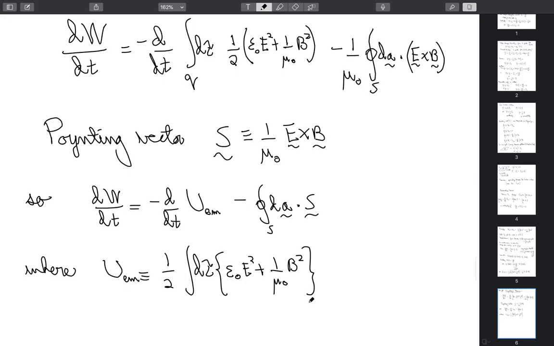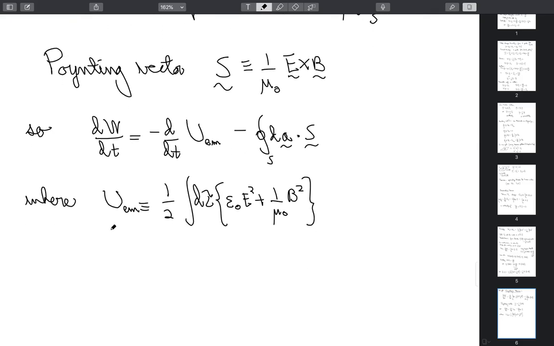Right. So you see, we can define... Well, maybe I'll just define it this way. So I'll just say that this is the integral d tau of little u_em, where little u_em is just the 1/2 times this combination here. It's just the local electromagnetic energy density per unit volume that I have in my system. Okay, so just one little step further.